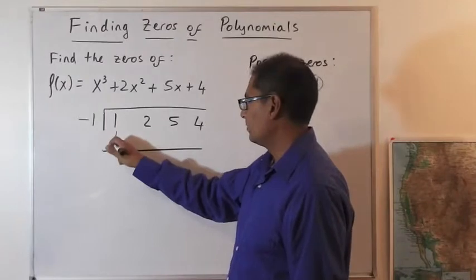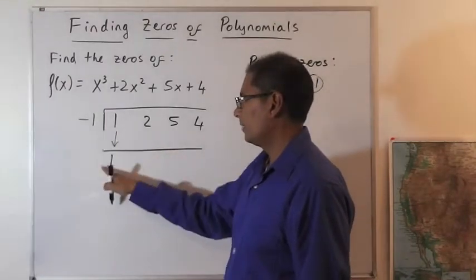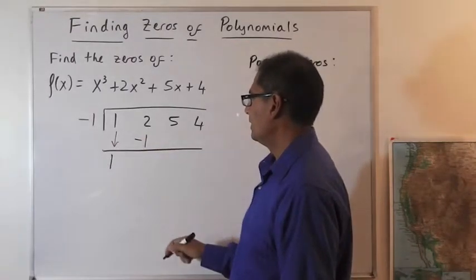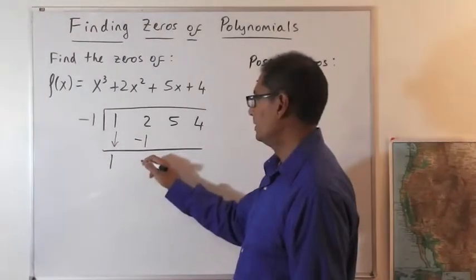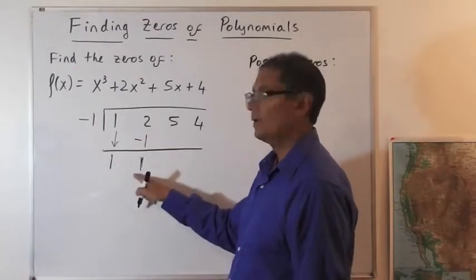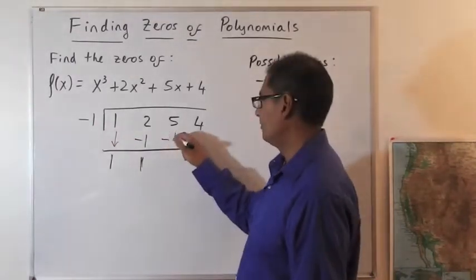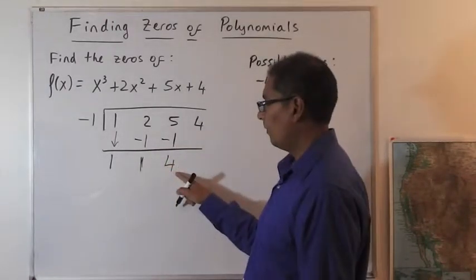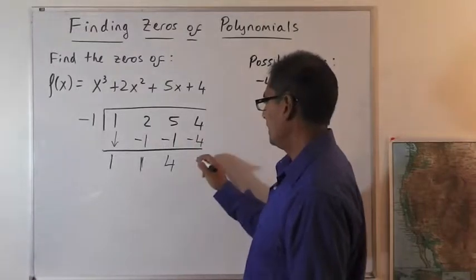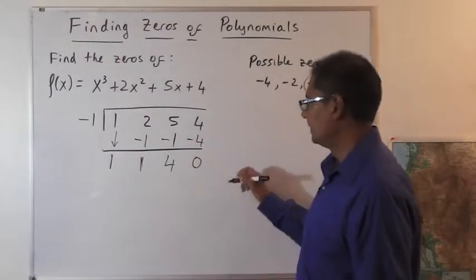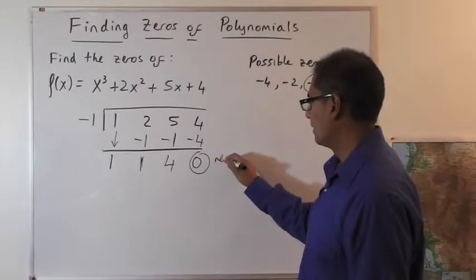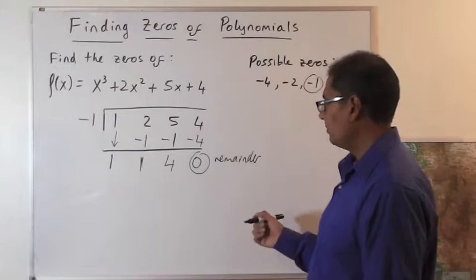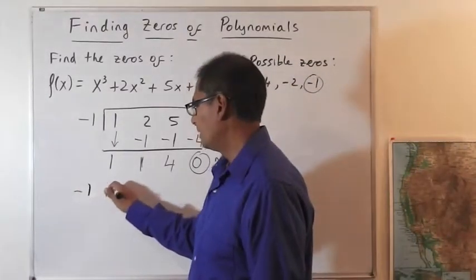So I bring down this 1, and then I multiply these two. So negative 1 times 1 gives me negative 1. And then I add these two. 2 minus 1 gives me 1. And negative 1 times 1 gives me negative 1. Add these two. 5 minus 1 is 4. And negative 1 times 4 is minus 4. And I add these two to get 0. And this is my remainder. So since 0 is the remainder, that means negative 1 is a zero.